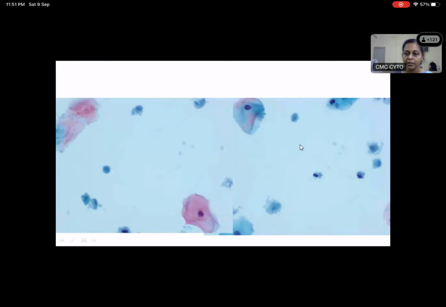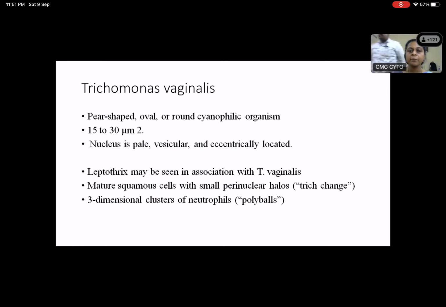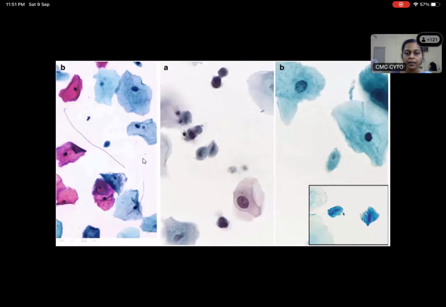Again, Trichomonas here. This is what they look like. They are pear-shaped, oval, round, cyanophilic. Nucleus is pale, vesicular, eccentrically located. One important thing is leptothrix can be associated with trichomonas. So when you see these long structures, don't mistake them for candida. In a smear which has got trichomonas, these are actually good textbook pictures of trichomonas.